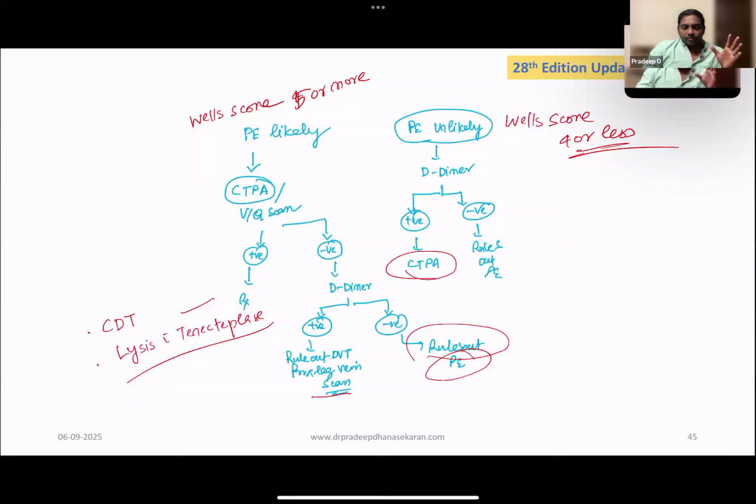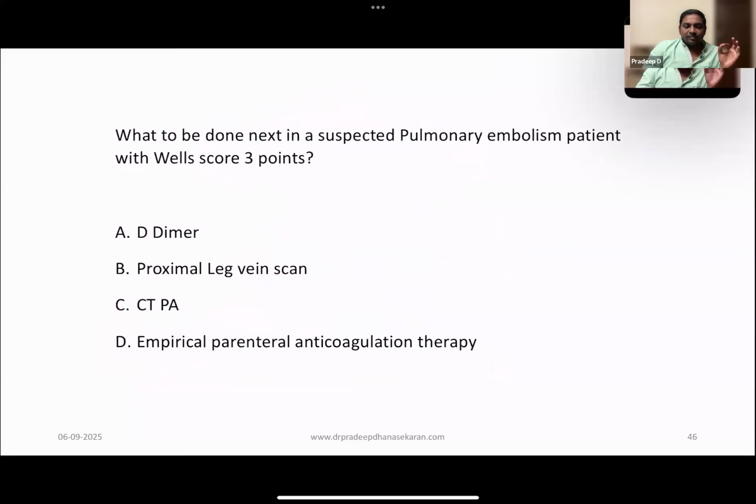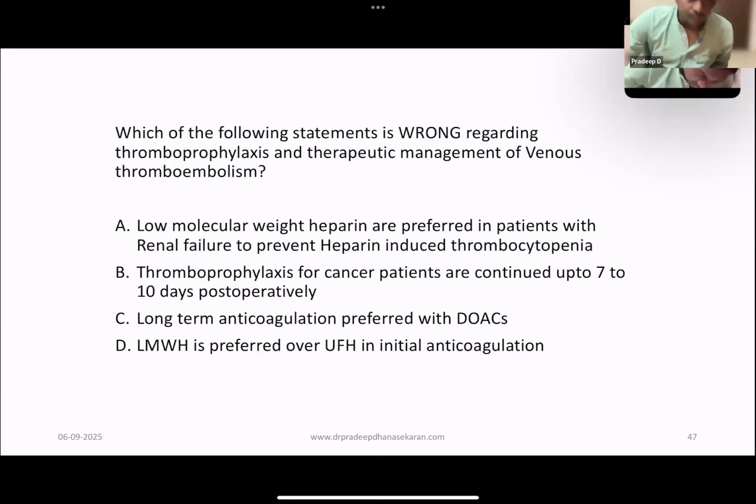So with this idea, I have created a question. What to be done next in a suspected pulmonary embolism patient with a Wells score of 3 points? How to go about this question? You need to identify whether there is likelihood of pulmonary embolism or not. Wells score 3 points means pulmonary embolism is unlikely. In an unlikely situation, what is the minimal investigation you would do? You do a D-dimer assay. If it is likely, you do a CT pulmonary angiogram.